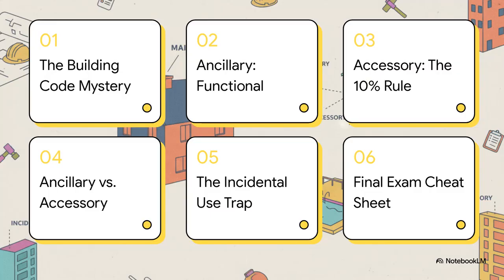So here's our game plan. First, we'll talk about why these two terms are such a mystery. Then, we'll meet our supporting actor, the ancillary space. After that, we'll get into the making-of featurette, the accessory space, and its super important 10% rule. We'll put them head-to-head in a showdown, I'll show you a common exam trap to watch out for, and we'll finish up with a cheat sheet that you're definitely going to want to screenshot.